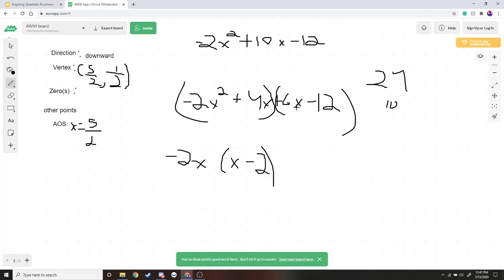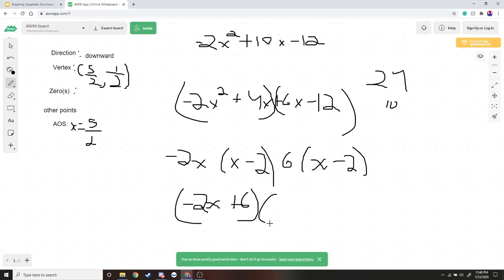And on this side, we can pull out a 6. What times 6 is equal to 6x? It's just x. What times 6 is equal to negative 12? Minus 2. You know it's right when these two match. And we're going to group these two GCFs together. So (minus 2x plus 6) and (x minus 2). There you have it in factored form.